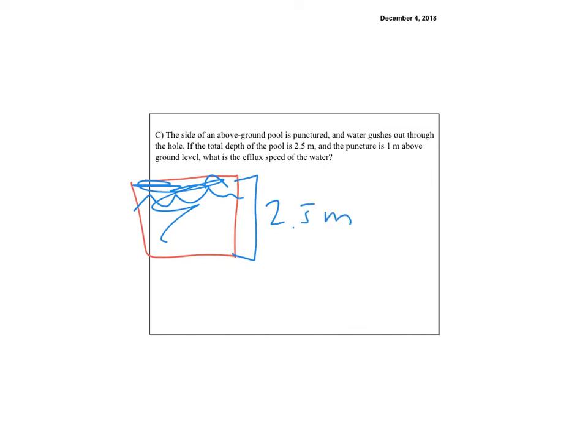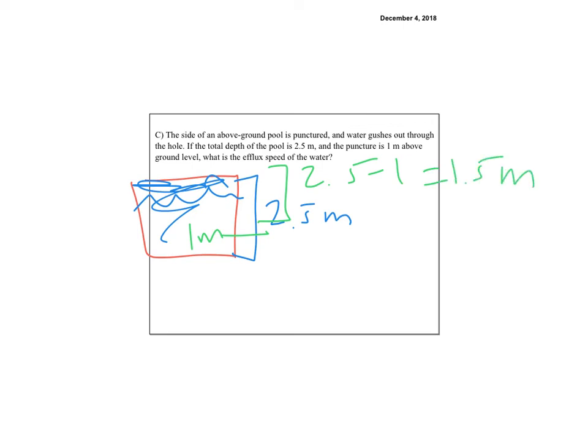Good job. And then this one: the side of an above-ground pool is punctured and water gushes out through the hole. So we've got a pool, and there's water throughout the whole pool. The whole thing is 2.5 meters, but the puncture's right here at 1 meter. So I only care about this h, which is 2.5 minus 1, equal to 1.5 meters.